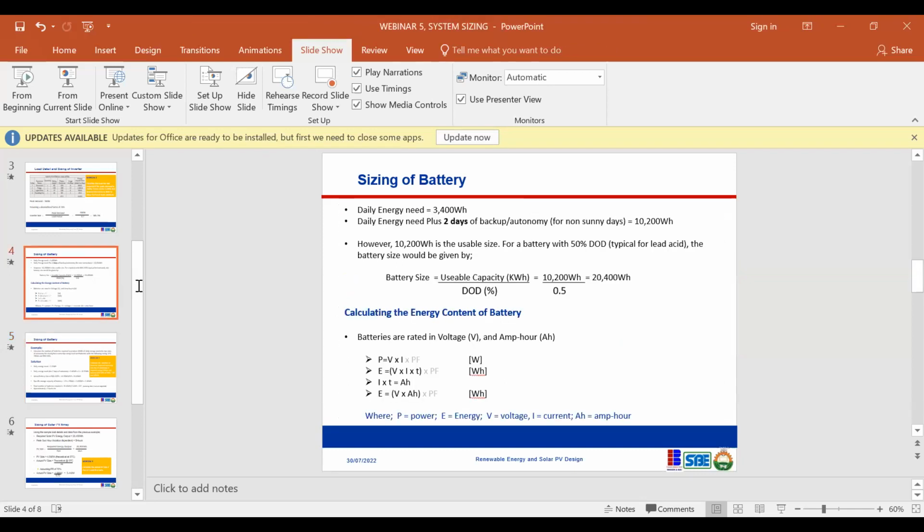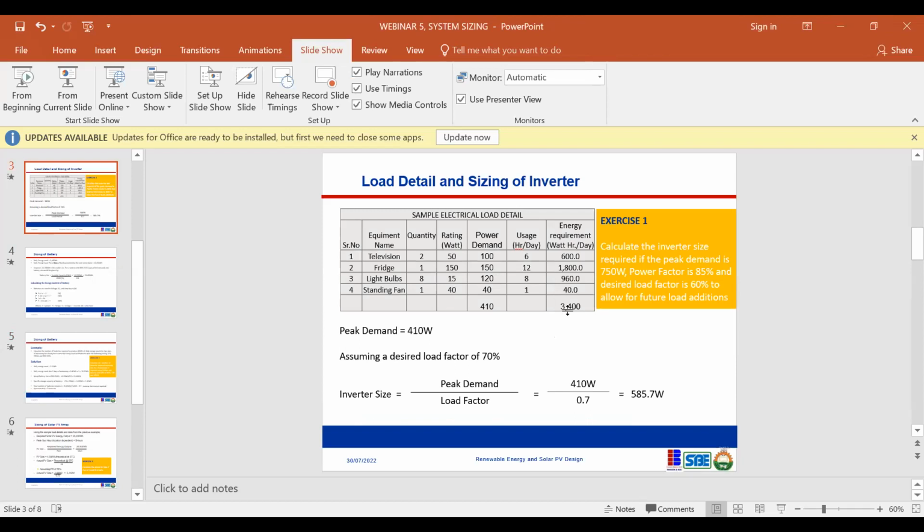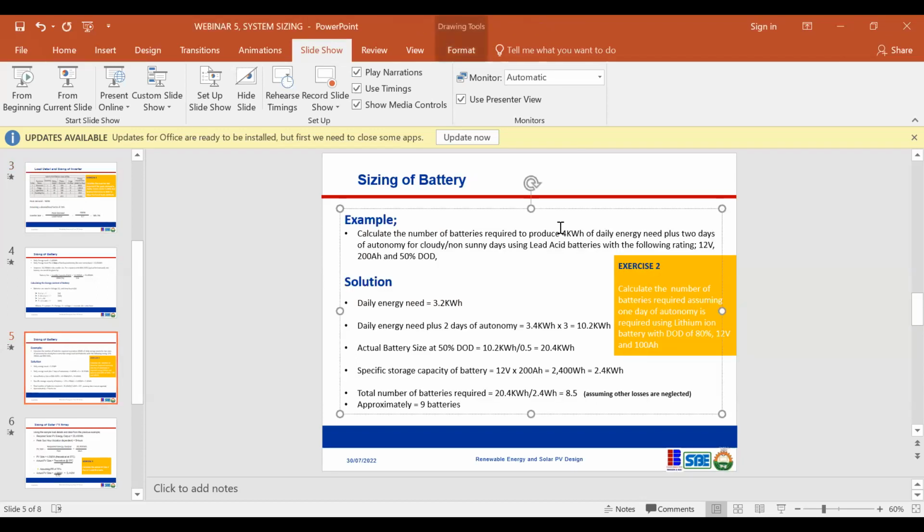I need to make a little correction here. The energy that we're calculating is 3,400, so I need to change that in this example. It should be 3.4. So the example states: calculate the number of batteries required to produce 3.4 kilowatt hour. The daily energy need is 3.4, not 3.2. It's 3.4 kilowatt hours.